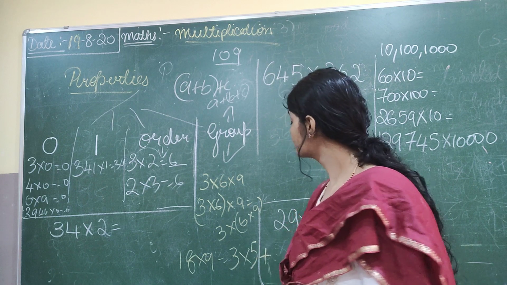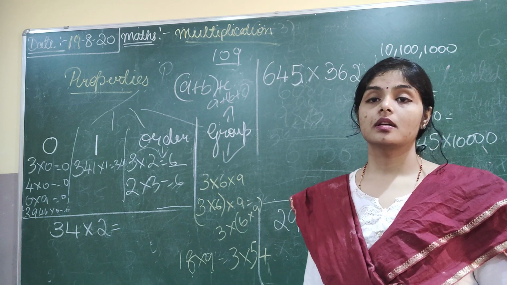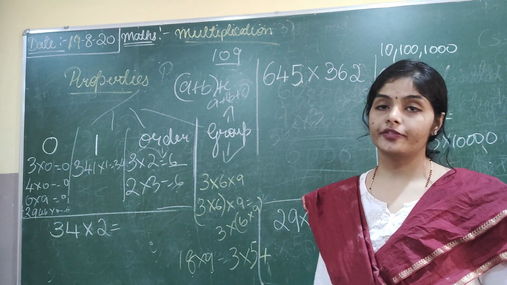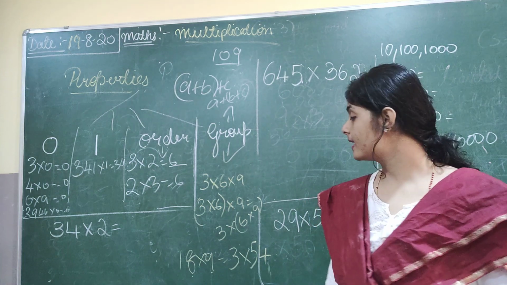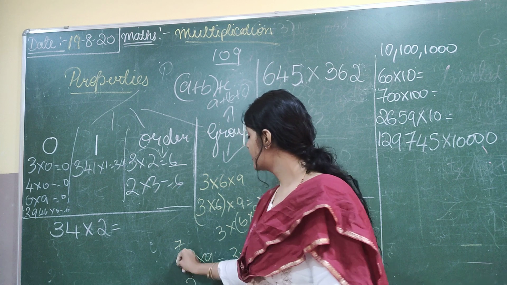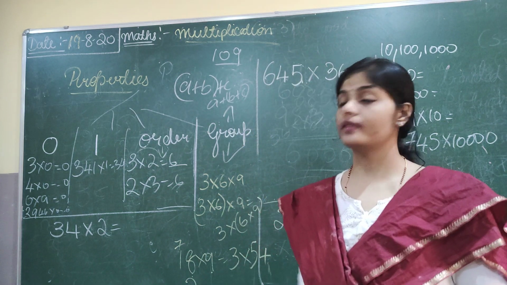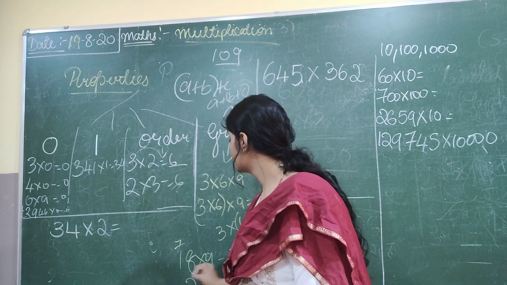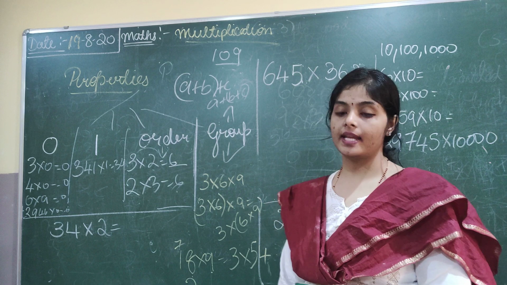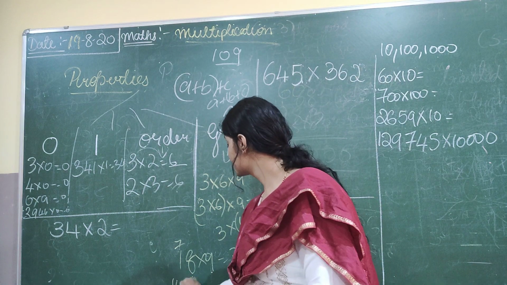Got it? Now 9 8s are how much? 9 5s are 45, 9 6s are 54, 9 7s are 63, 9 8s are 72. So 2, 7 carry over. 9 1s are 9. After 9, 10, 11, 12, 13, 14, 15, 16. Got it? 9 1s are 9. 9 plus 7, after 7, 8, 9, 10, 11, 12, 13, 14, 15, 16. So 162.